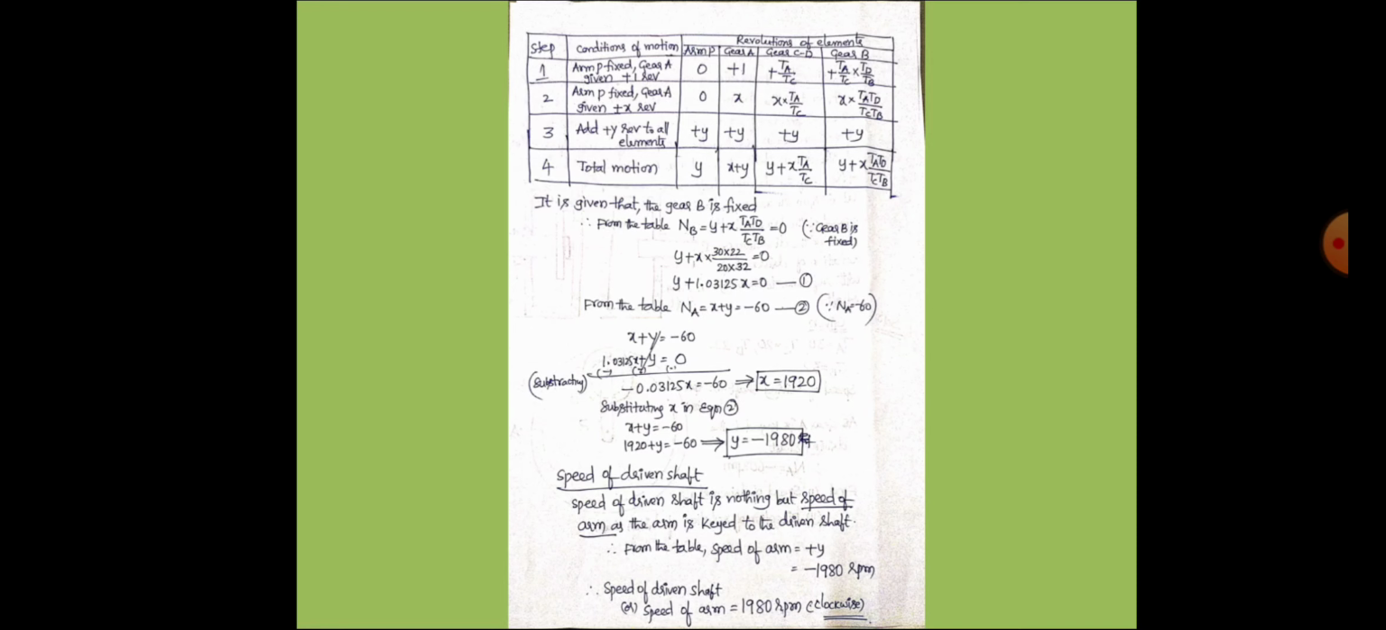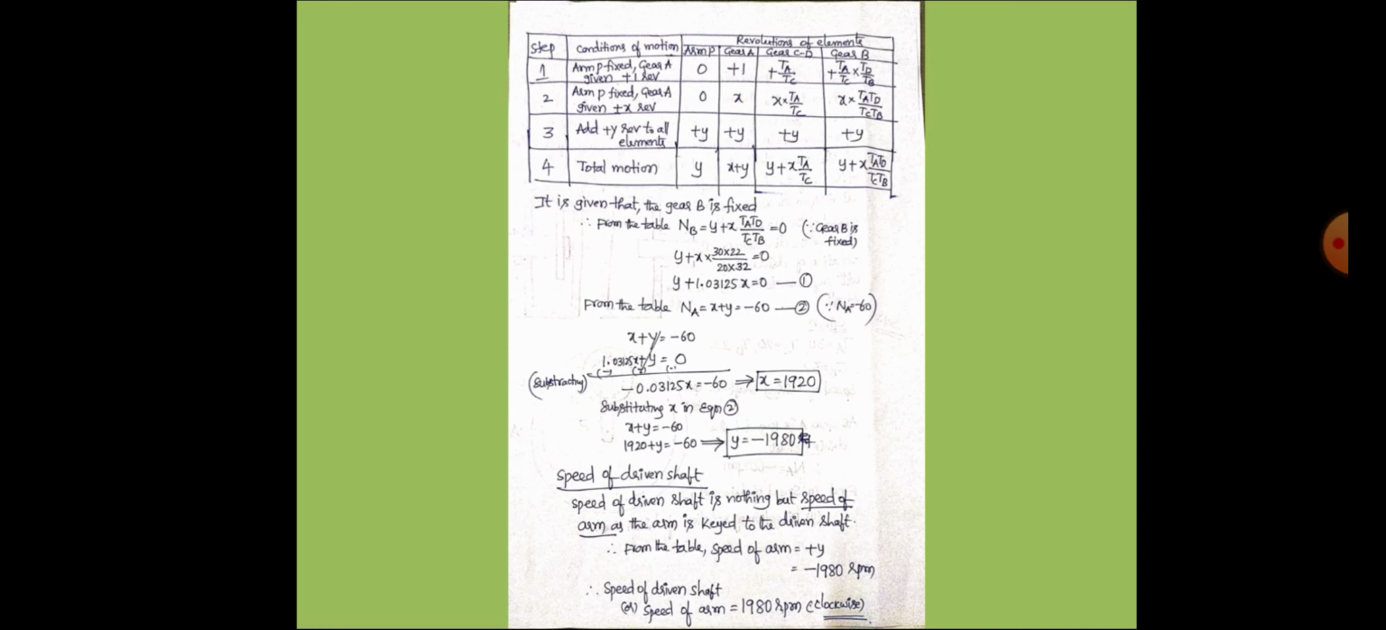But in what priority or in what order these elements are to be listed in the table should be understood. Here the gear train has an arm, so by default I will assume that I am going to fix the arm P. After fixing the arm P, I will give a rotation to the gear A. Therefore, first is arm P, which I am going to fix, and second is gear A.